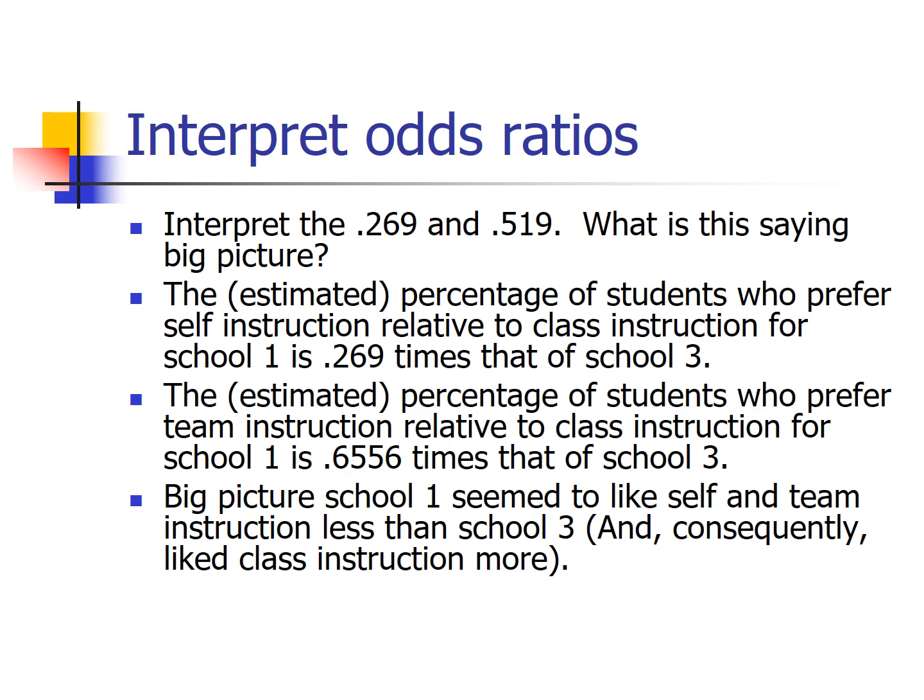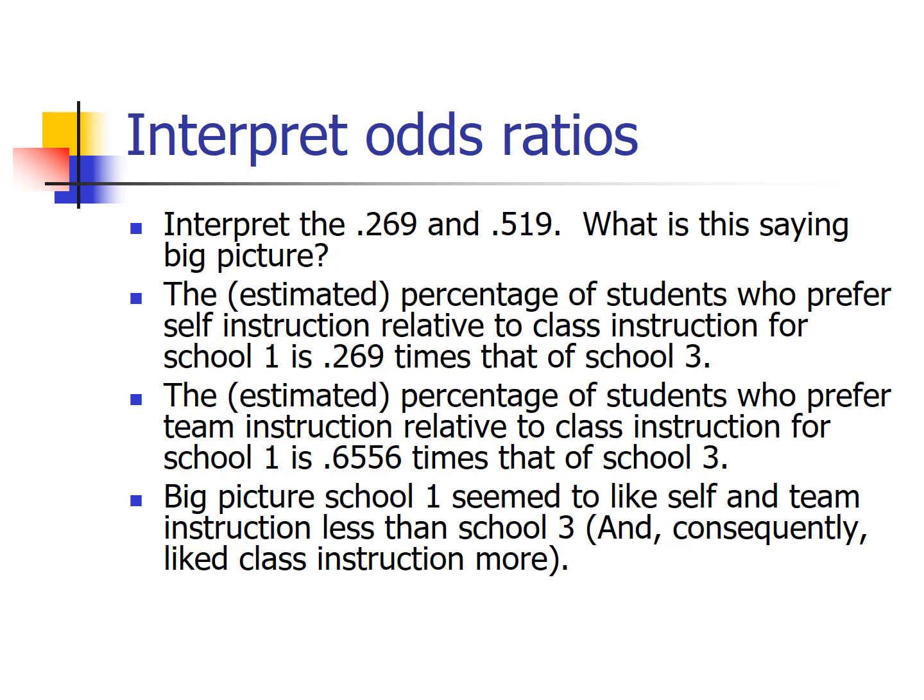So what that's basically saying is that the percentage of students who prefer self-instruction relative to class instruction for school 1 is 0.269 times that of school 3. I'm avoiding the use of the word odds because odds are technically defined as the probability of some event over 1 minus that probability, and that's not what we're modeling here. We're actually modeling the percentage of self over the percentage of class. And then we have these two ratios, one for school 1, one for school 3, that are being compared.